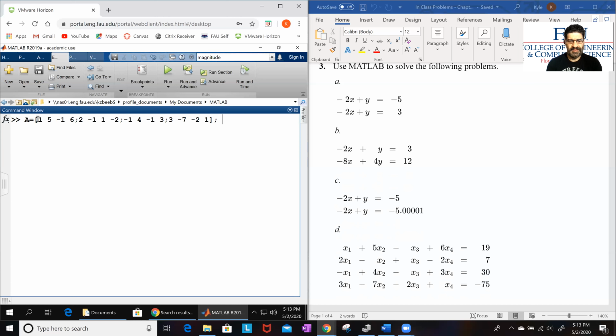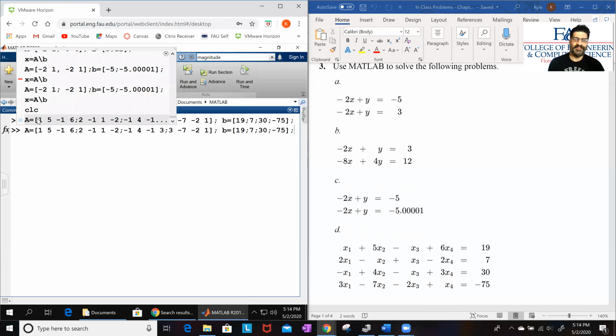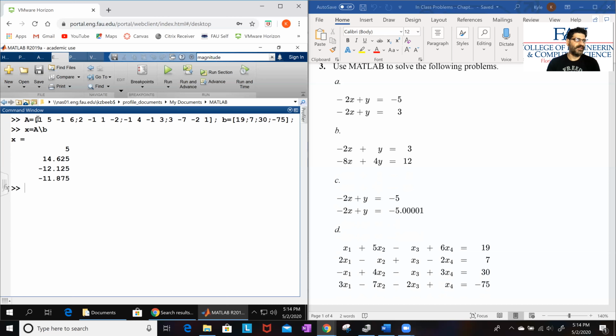B is equal, open bracket, 19, first row, 7, second row, 30, third row, and minus 7, 5. Right, close, semicolon, and we're going to do division to see what we get. So if you look at this, you get x1, x2, x3. So there's a solution.